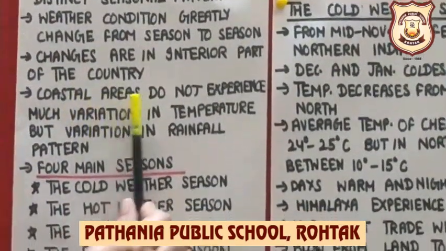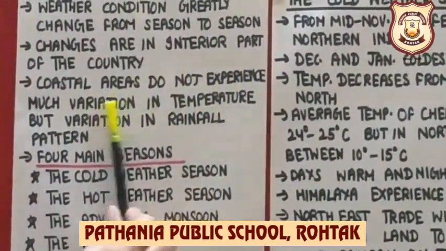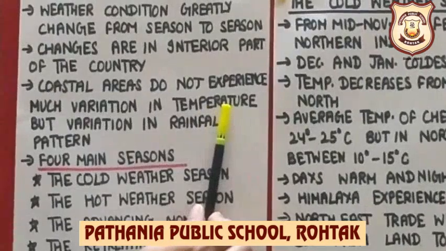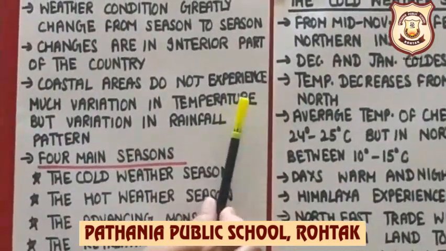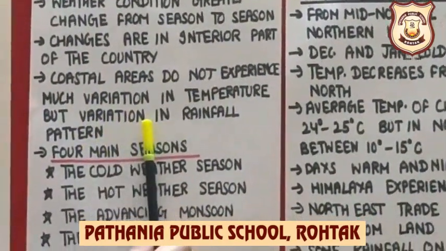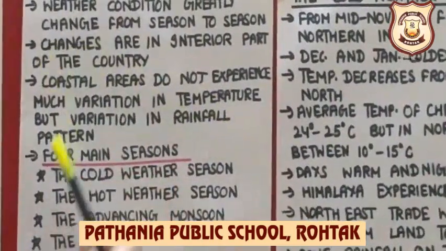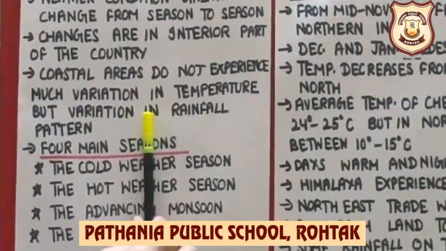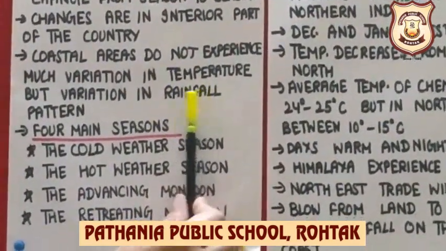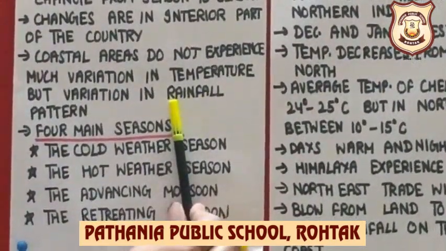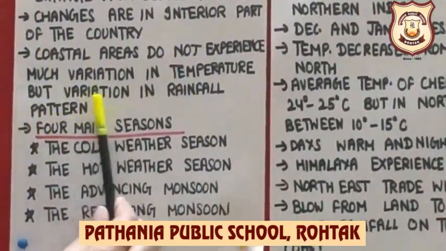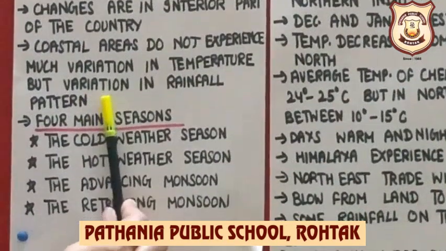Then the next one is the coastal area. These do not experience much variation in temperature. As I told you, their temperature remains moderate, not very high, not very low. This type of temperature is known as moderate temperature. But there is variation in rainfall pattern. Some areas get very high rainfall, like the western coast, the Malabar coast in Kerala and the Mumbai area, which get the maximum rainfall. And Tamil Nadu and these eastern coasts get rainfall in winters, right? So there is a variation in rainfall pattern in coastal areas.